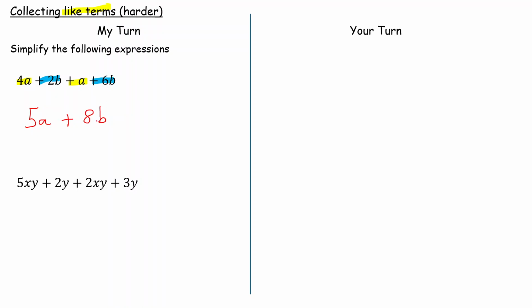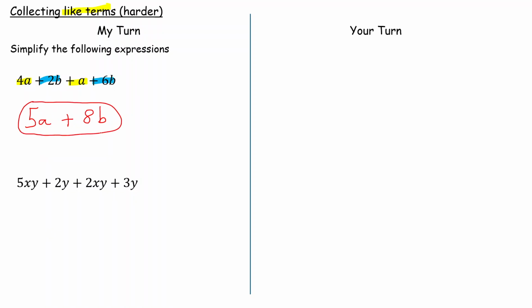So I'm not going to go into that in this video. And this is very important: 5a and 8b, because now these variables, the a and the b, are different, you can't combine them. Some people might write something like, well, 5 add 8 is 13, so 13ab. That is absolutely not correct. You've got to keep the a and the b part separate because you can't add things that aren't like. These are different. So this is simply your answer.